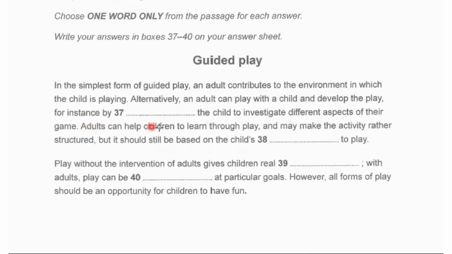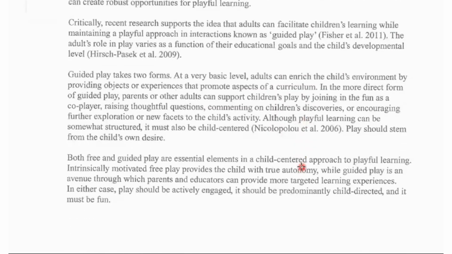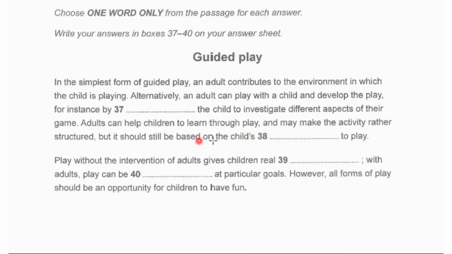Next one, adults can help children to learn through play and may make the activity rather structured, but it should still be based on the child's dash to play. Okay, so let's go back to the passage. Although playful learning can be somewhat structured, it must be child-centered. Play should stem from the child's own desire. That's our answer, desire. Should be based on the child's desire to play. Number 38 is desire.